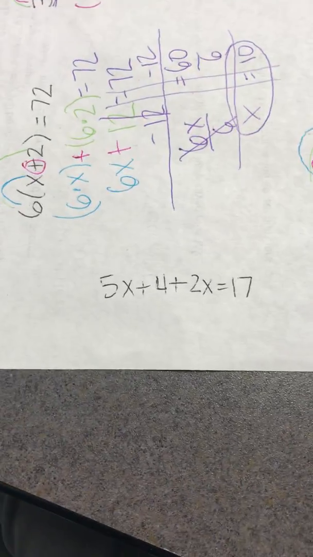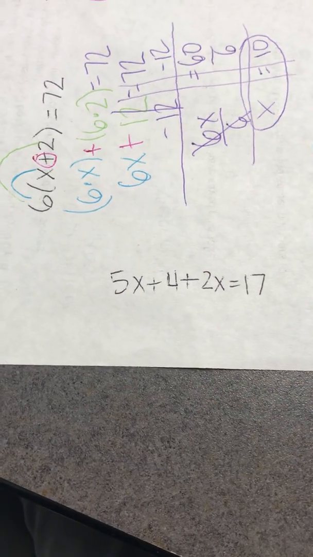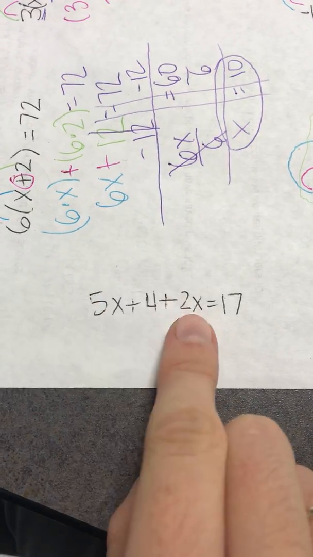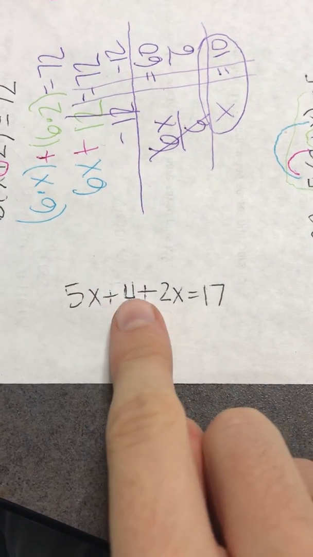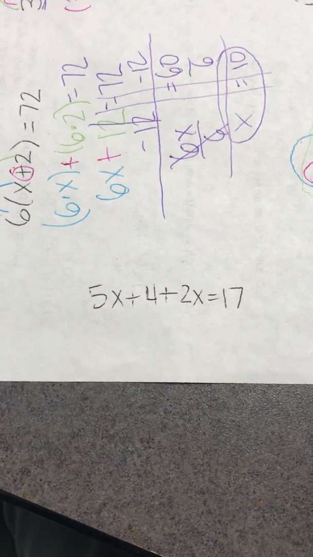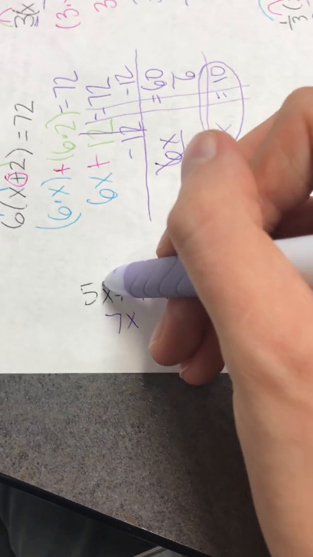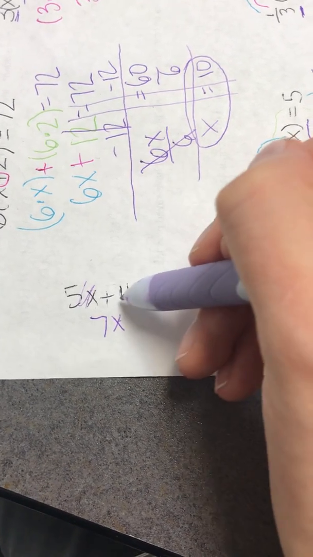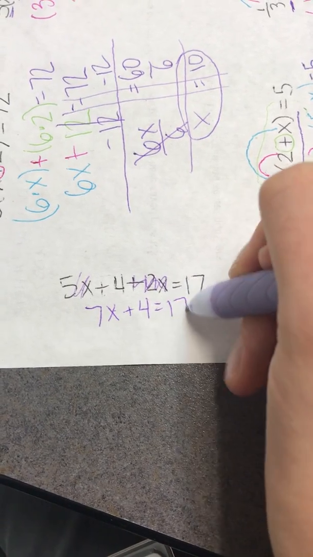Another type of problem you could have would be like this, where there's no distributive property, but we can combine some like terms, is what they're called, things that are in common. So I see on this side we have two terms with an x, so I can combine them. If I have 5 x's and I'm adding 2 more x's, in total I have 7 x's. So I combined these two to make 7x, and then I'm still left with this plus 4, then equals 17.